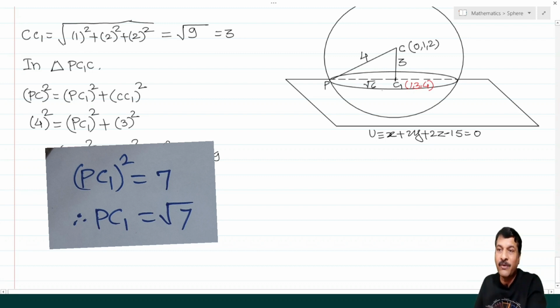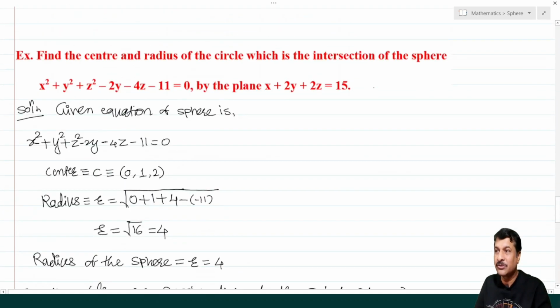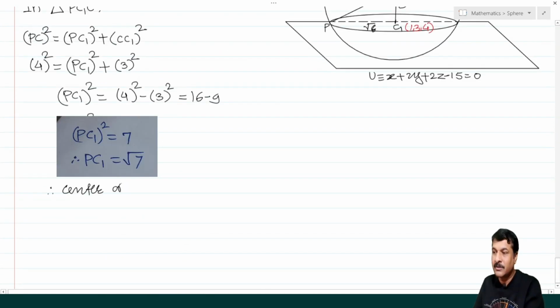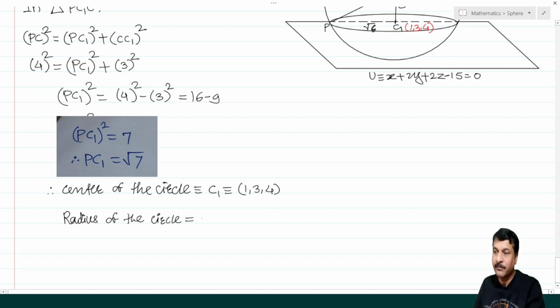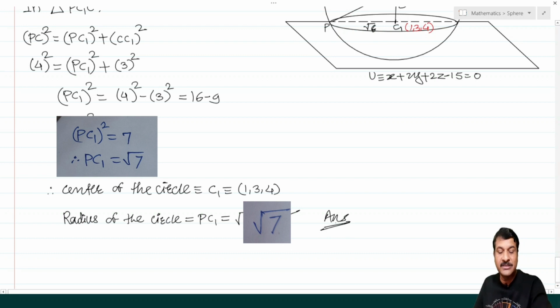What we want to find? We want to find the center and radius of the circle. So required is what? Therefore the center of the circle, that is C1, is 1, 3, 4, and the radius, that is PC1, is the radius of that circle. So which is your required answer.